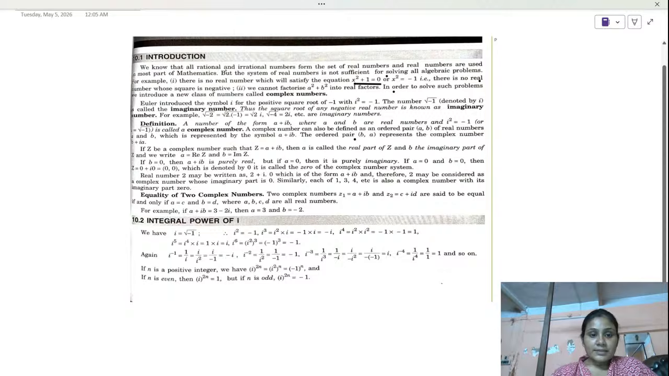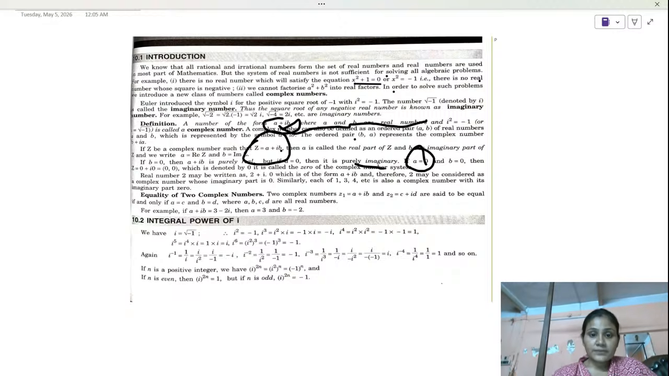So what is a complex number? Complex numbers are numbers of the form a plus ib, where a and b are real numbers and i square is equal to minus 1. That complex number is sometimes denoted by capital Z is equal to a plus ib. If a is equal to 0, then Z is equal to ib, and that expression will be converted to a purely imaginary number.